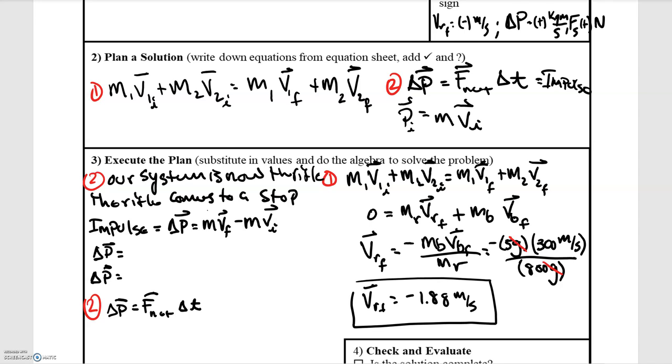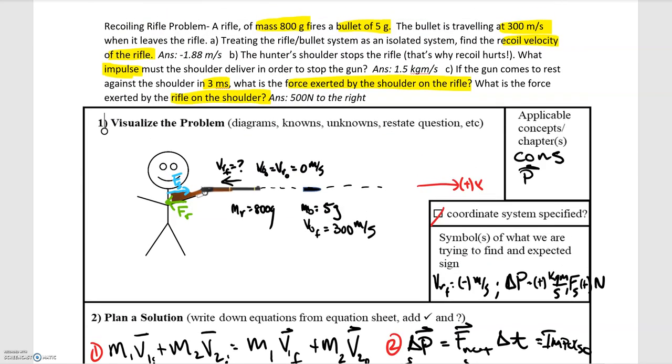Coming on to part B. For part B, we're asked to solve for the impulse that the shoulder must deliver to stop the gun. And so let's go ahead and draw out what's going on. Our system now is the rifle. This is our system for part B. We're not dealing with the bullet anymore. So to get the impulse, we need to solve for the change in momentum. And the change in momentum of our system is the change in momentum of the rifle.